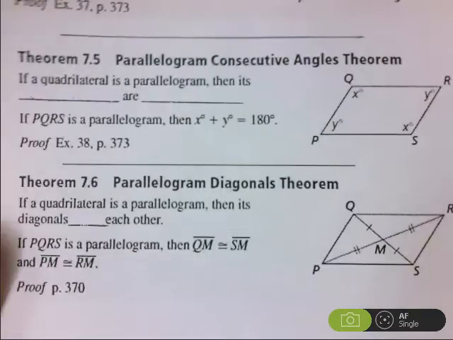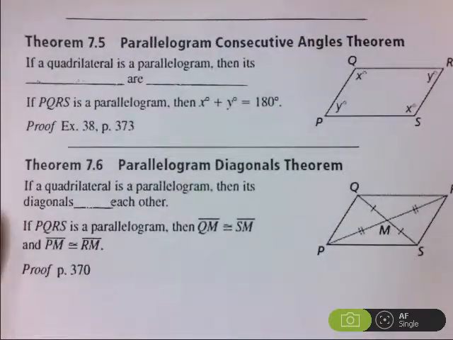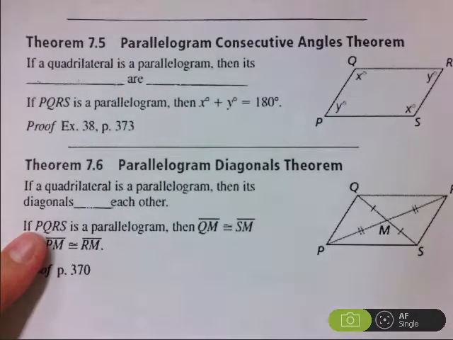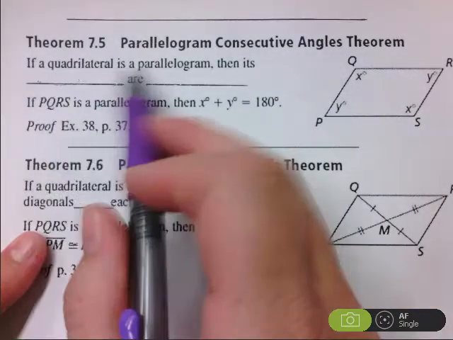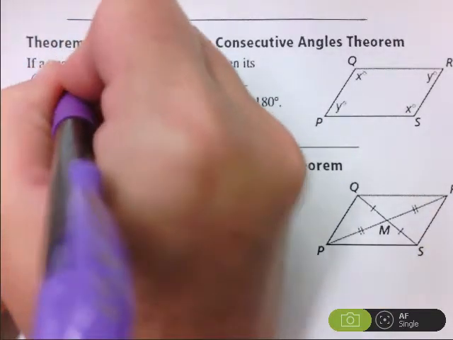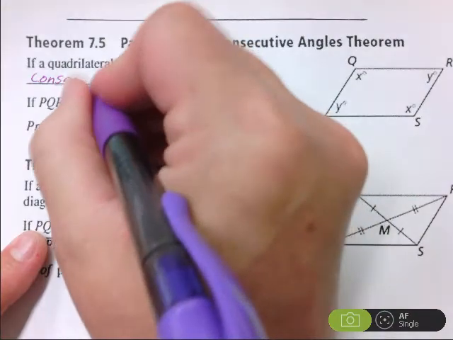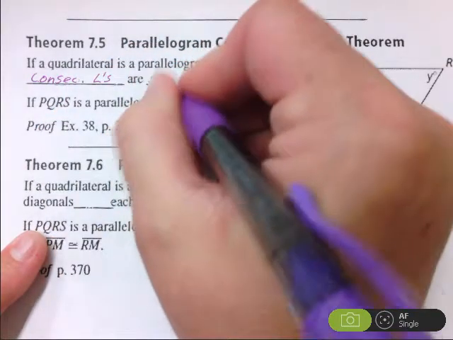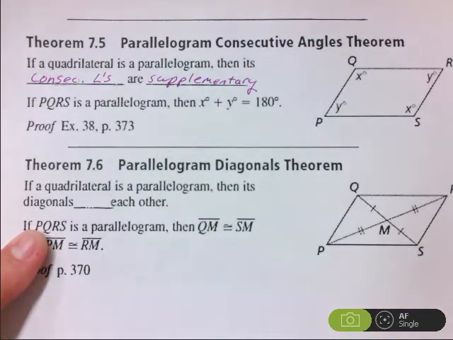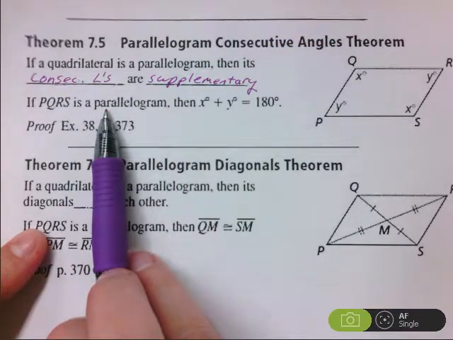We have a couple more. So the next one says, if a quadrilateral is a parallelogram, then this one deals with consecutive angles. So what do we know about our consecutive angles? We said consecutive angles are supplementary. So if a quadrilateral is a parallelogram, then it's consecutive, and I'm going to abbreviate again, consecutive angles are supplementary. Those are supplementary.